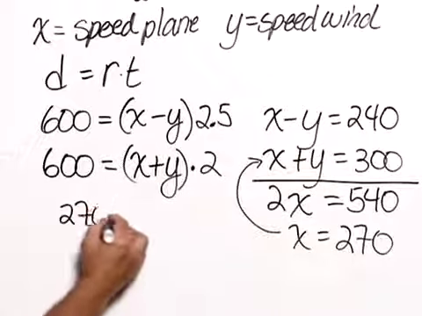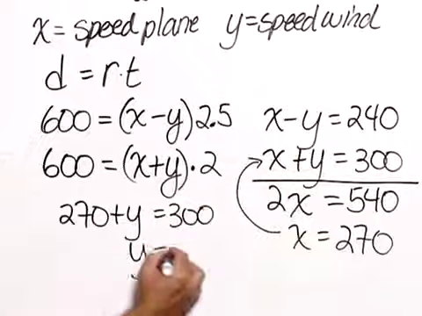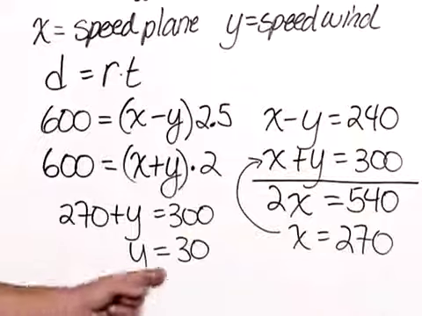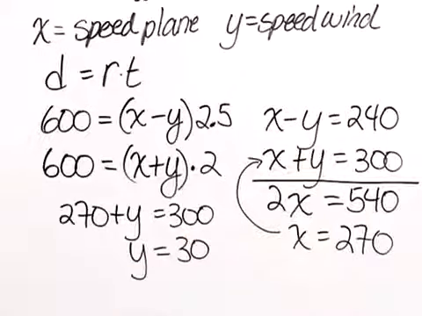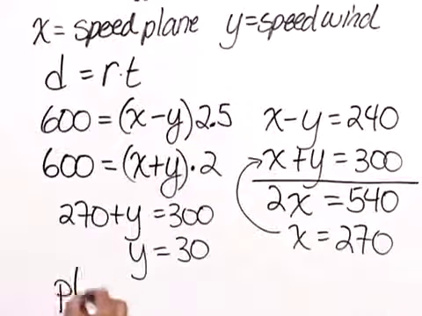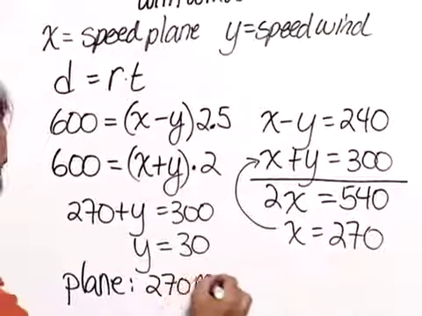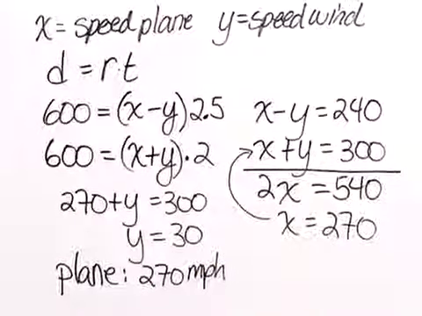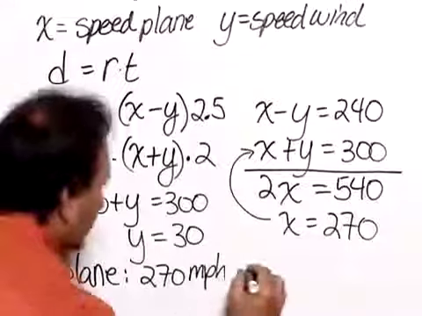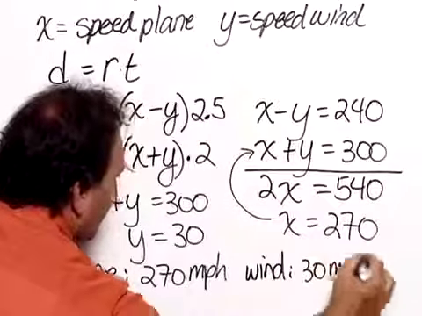So 270 plus y equals 300, and when we subtract 270 from each side, we'll find that y is equal to 30. And so to write our solution, x represents the speed of the plane. So we'll write the plane is 270 miles per hour. And the wind, which is represented by y, is 30. So the wind speed is 30 miles per hour.